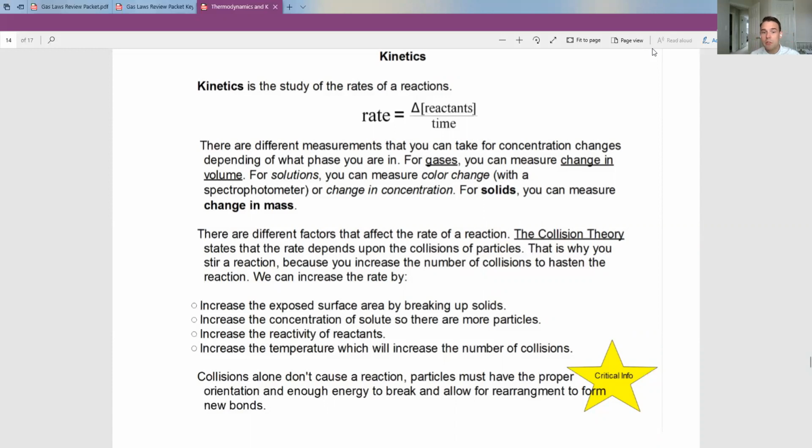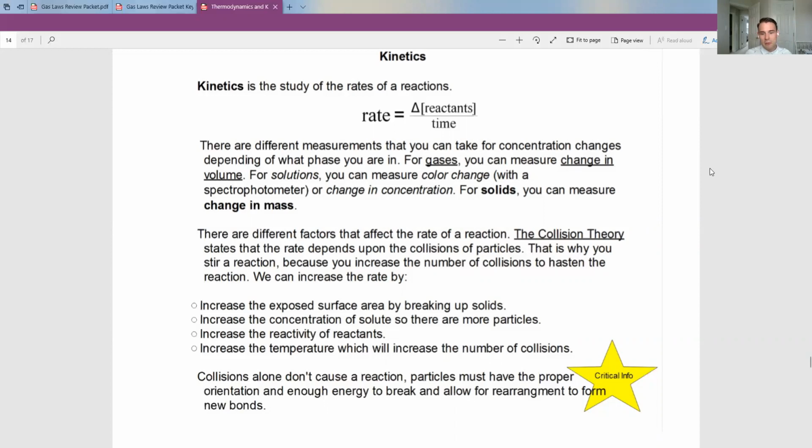We never got to do the solutions lab. We would have used one there so we could have seen concentration and how it works, but Corona, I don't know. For solids, you can measure a change in mass.